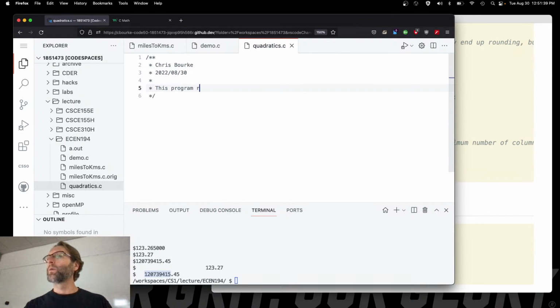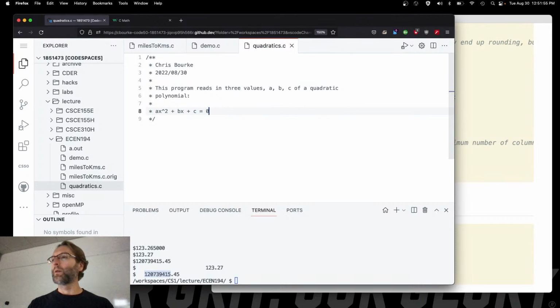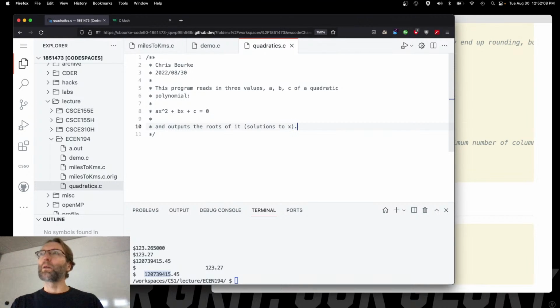This program reads in 3 values, A, B, and C, of a quadratic polynomial. Right? And this is the classic quadratic polynomial. A times x squared plus bx plus c is equal to 0. And outputs the roots of it, right? The solutions to x, right? So we all know the quadratic formula at least, right? Good? All right. So we know what we're doing here, right?